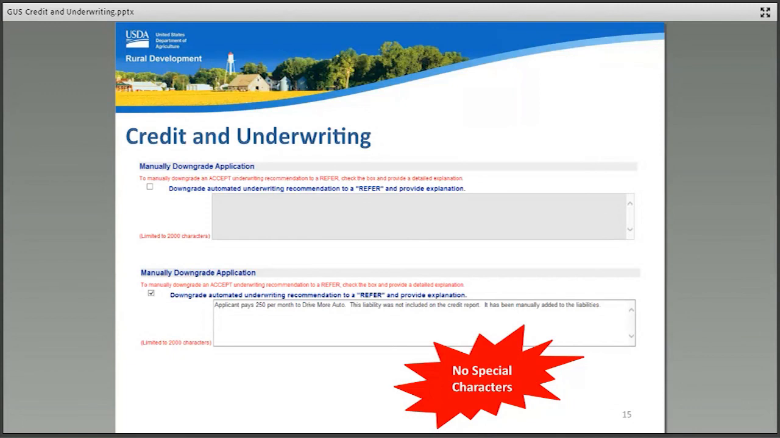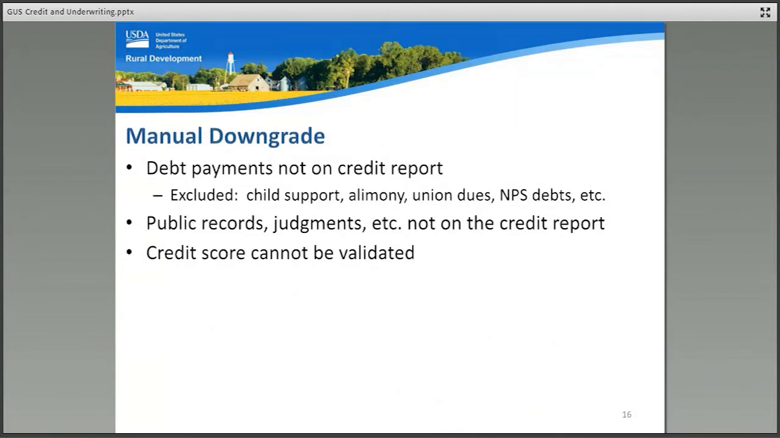Some common reasons that a GUS accept underwriting recommendation may be manually downgraded by the approved lender include, but are not limited to, the manual entry of debt payments in the liabilities that were not reflected on the credit report uploaded into GUS. This will exclude the manual entry of child support, alimony, union dues, non-purchasing spouse debts, etc. These items do not appear on a credit report, and therefore their manual entry is not an issue.